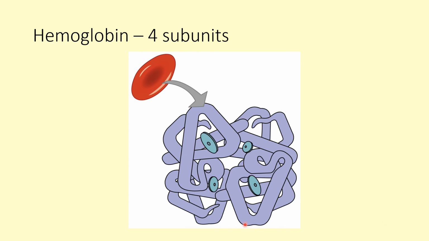The hemoglobin has four subunits. It has the heme group, which has iron in it. So each one of these can bind an oxygen.